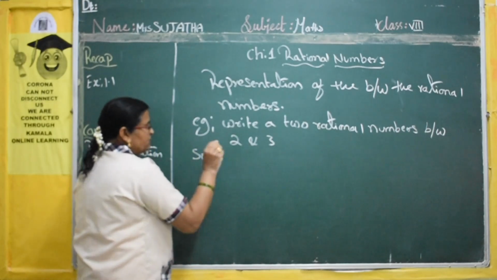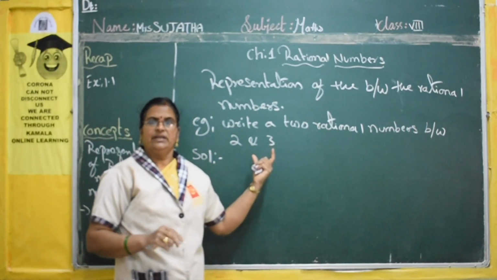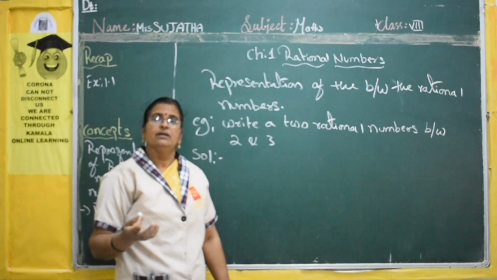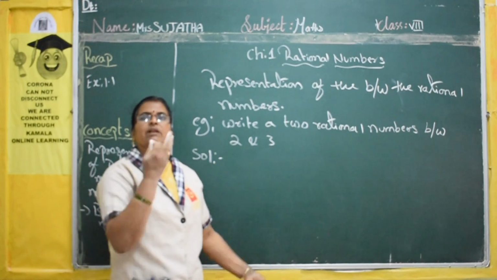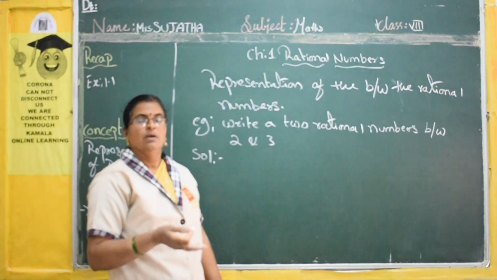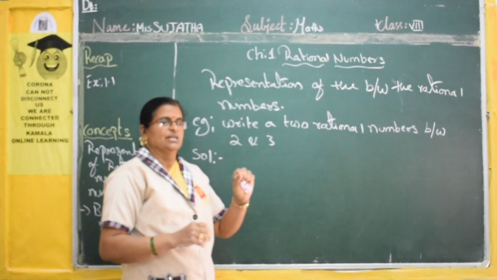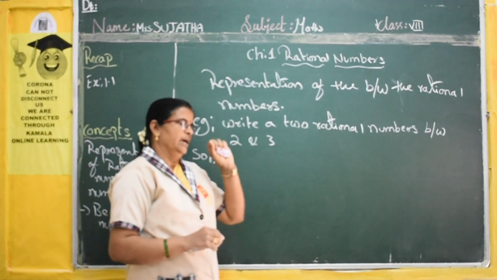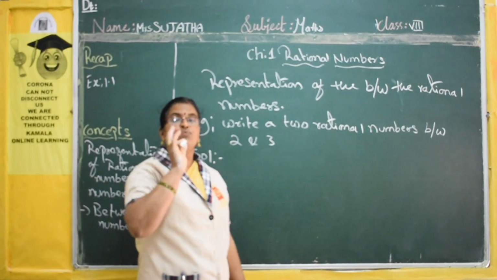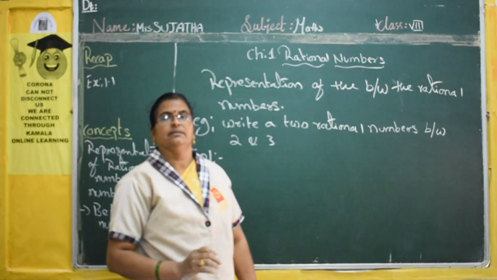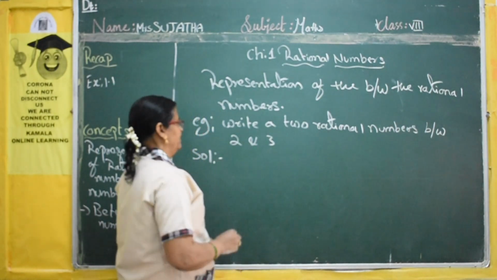Suppose I ask, between 2 and 3, are there any numbers? What will you say? No teacher, there is no number, because 3 comes right after 2. Natural numbers and integers are not there, but rational numbers are. Between 2 and 3, an infinite number of rational numbers are there. How? That I will explain.